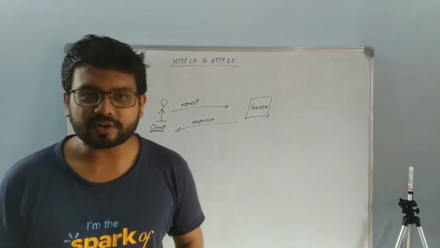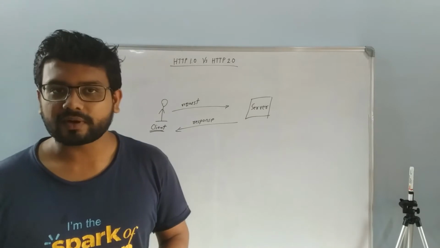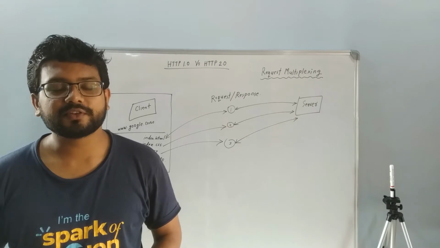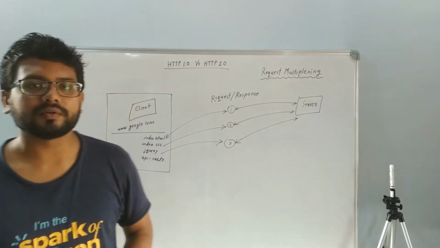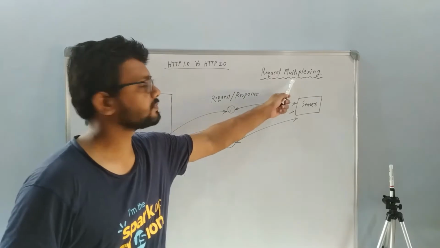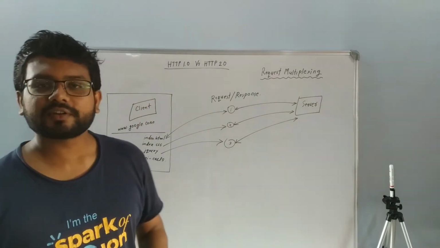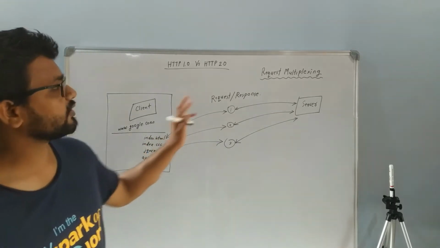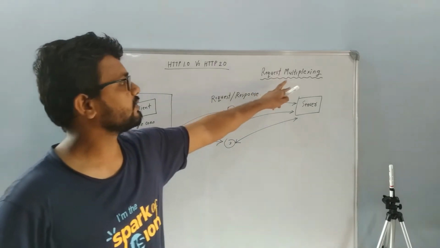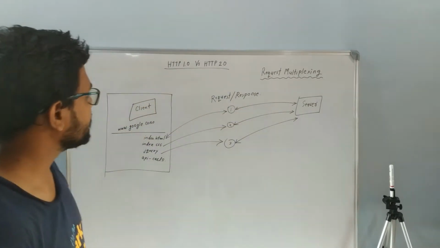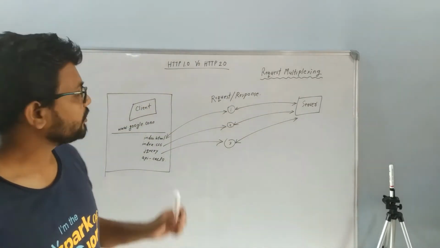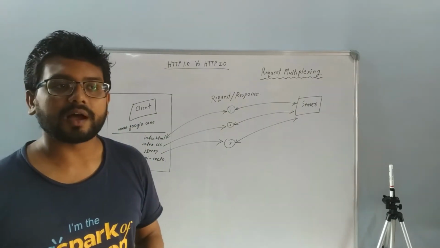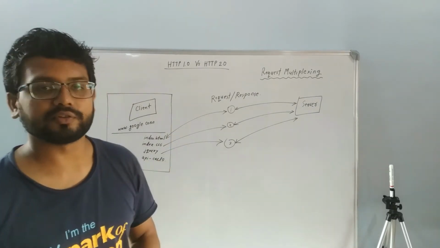The agenda of this video is to understand the features of HTTP 2.0 and to compare it with HTTP 1.0. So the first feature of HTTP 2.0 is request multiplexing. I will illustrate the difference between HTTP 1.0 and HTTP 2.0 with respect to this feature, request multiplexing. So let's first understand how things work in HTTP 1.0. Then I will tell you how HTTP 2.0 is different.